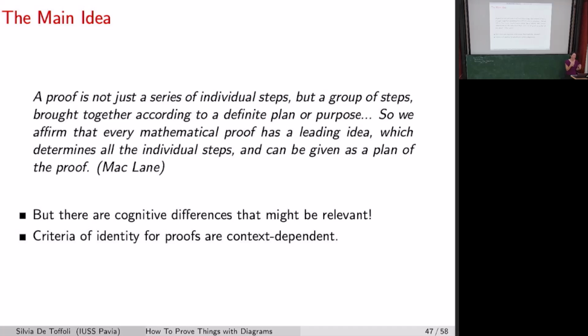Say a proof is not just a series of individual steps, but they are together for a plan. So we affirm that every mathematical proof has a leading idea which determines all the individual steps. So a plausible thing is to say, okay, if the idea is the same, then those things are two different presentations of the same proof. But in fact, some could argue, wait a second, some cognitive or epistemic difference might be relevant.